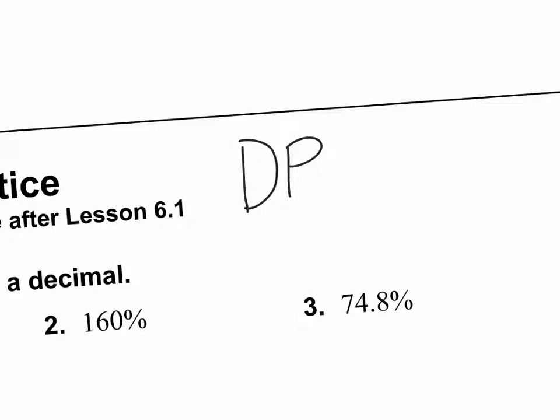I think about Dr. Pepper because if I'm going from a percent to decimal, I move it that way. I move it to the left, so I move it to the left too. But if I'm going decimal to percent, I go D to P, so it goes to the right too.